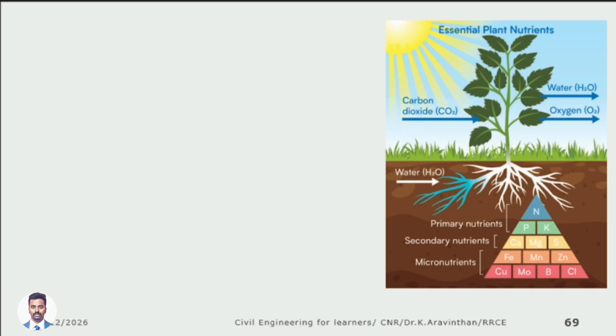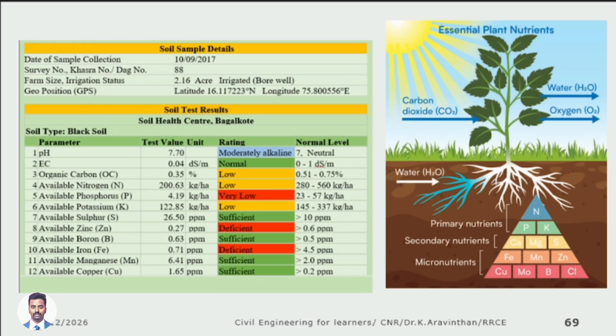Sir, do you only need sunlight, water and air? If only these three things are there, can you grow the plant? Yes, but it will not be healthy. Other nutrients are required. Sir, what nutrients are required for a healthy plant? The primary nutrients. What are they? Nitrogen, phosphorus, potassium. This is called the soil health card.